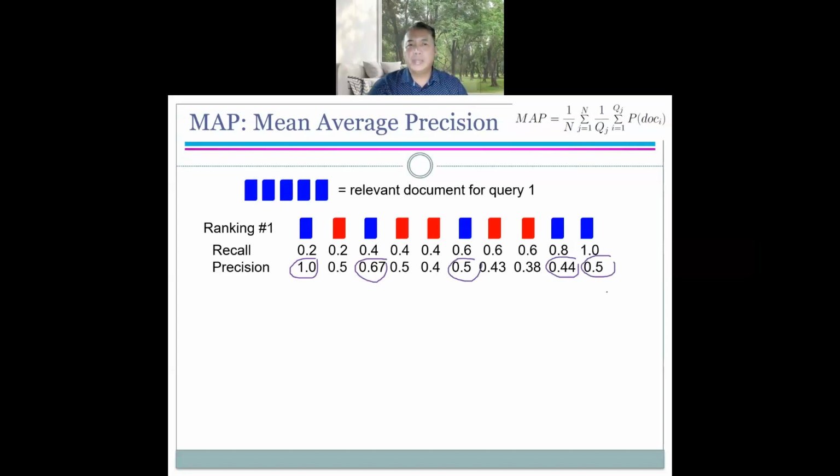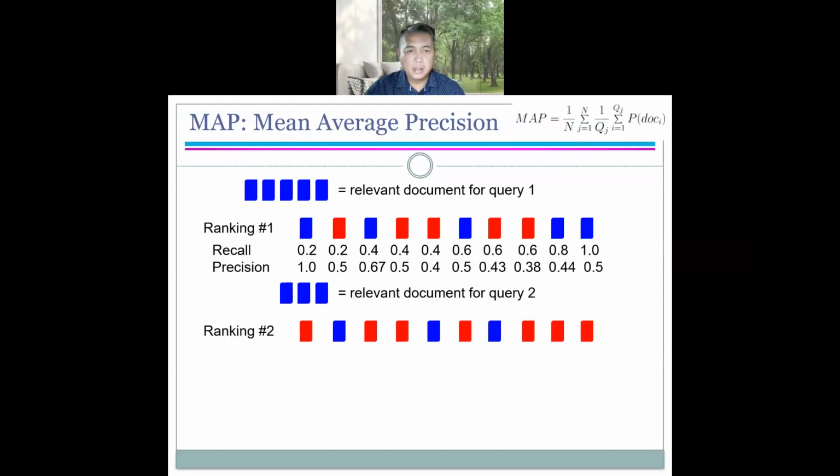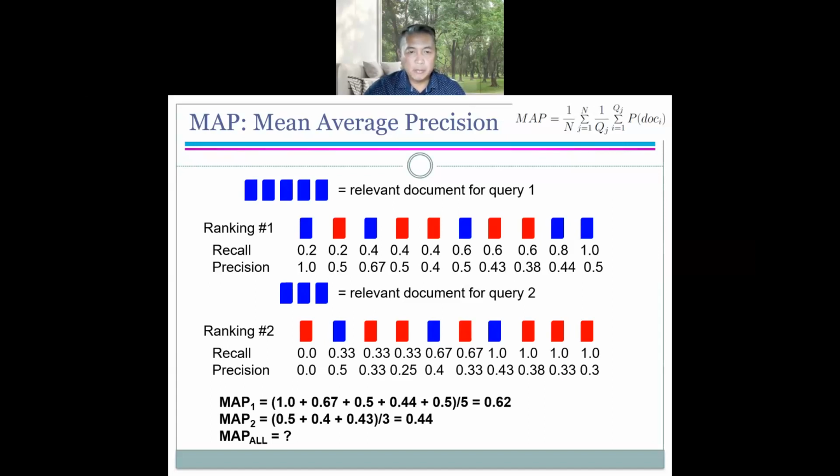Okay. So the MAP will be the summation of all of those. The MAP here will be the summation of all these divided by 5 because we have 5. Similar to this for query number 2, we are looking at this only: 0.5, 0.4, 0.43, and we divide by 3, we get this. So the MAP for all will be 0.62 plus 0.44 divided by 2.